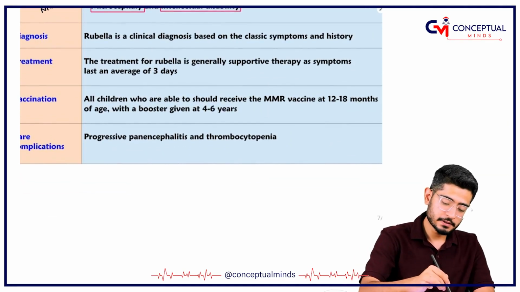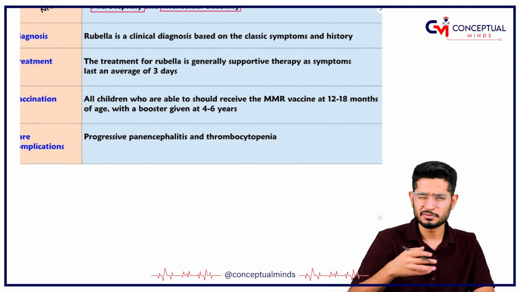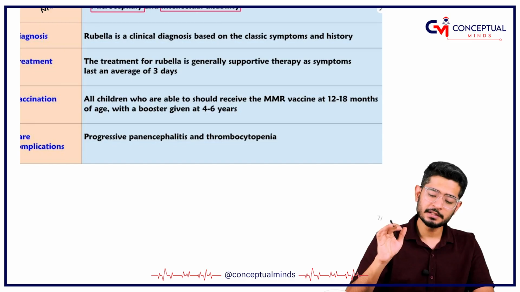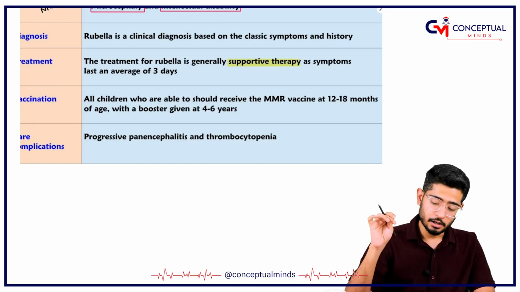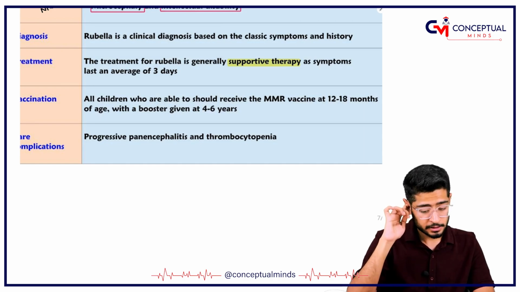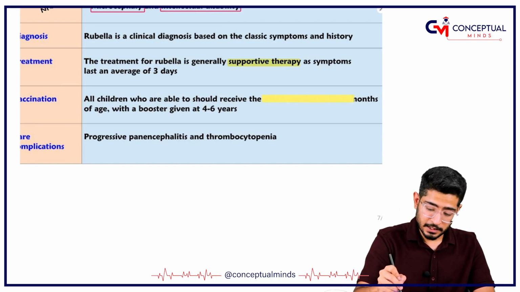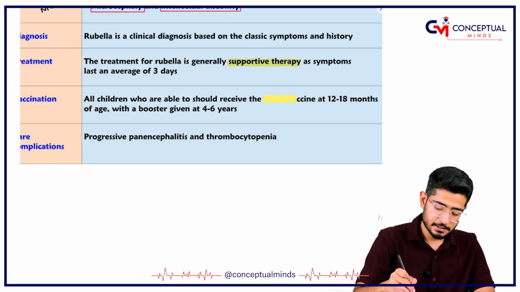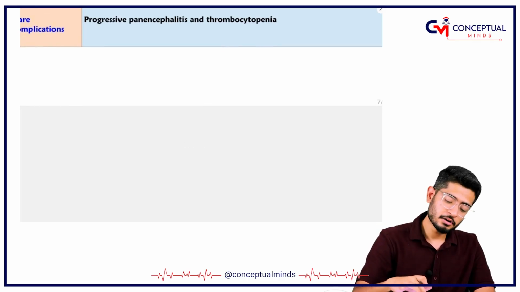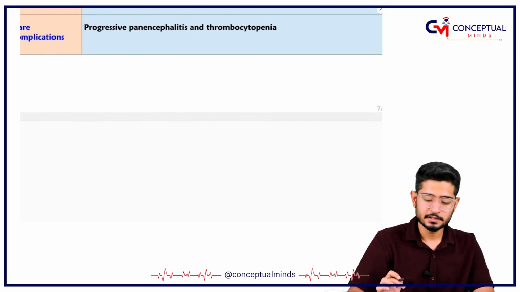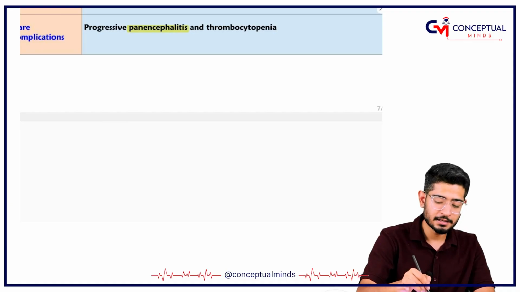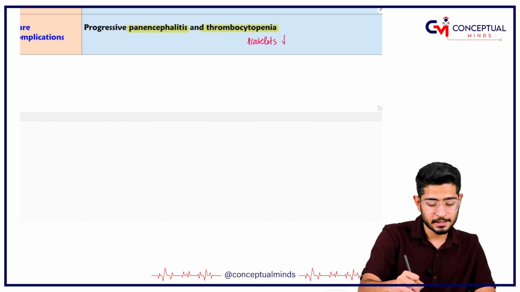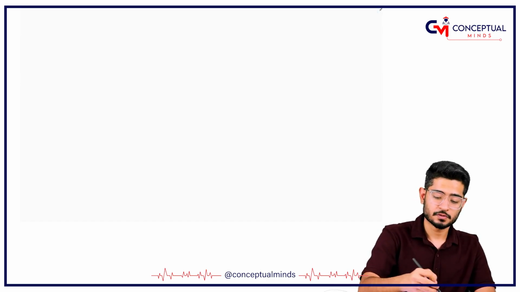Okay, so diagnosis, of course, the clinical diagnosis is the one. Then you can perform other microbiological tests. Now remember, the treatment is actually supportive therapy, and I think you know that the MMR vaccine should be taken at 12 to 18 months, and the schedule we'll discuss, don't worry. So the MMR vaccine is the important prevention. Rarely it shows complications, but if the complications are there, it's going to be panencephalitis and thrombocytopenia. That means the platelets are going to decrease, as well as panencephalitis which is going to occur.